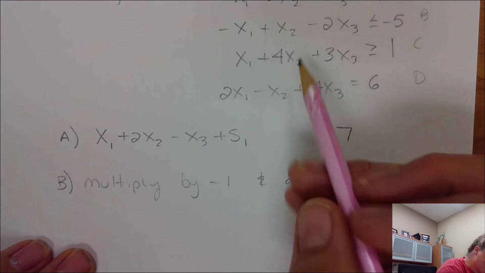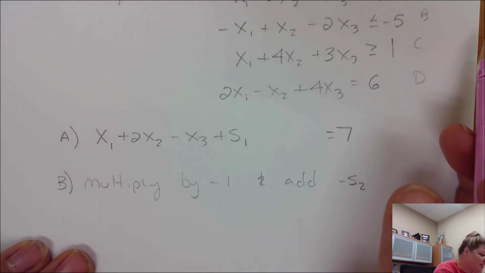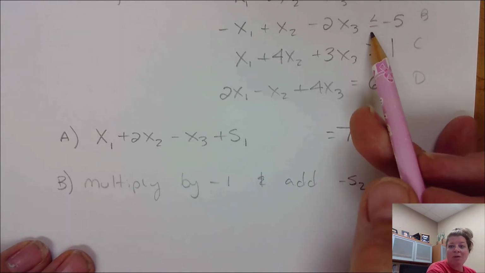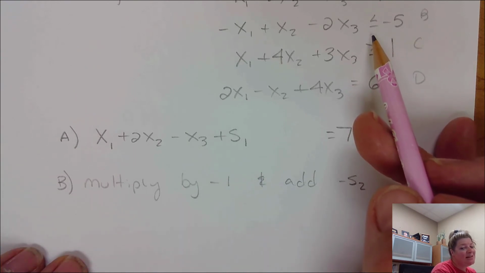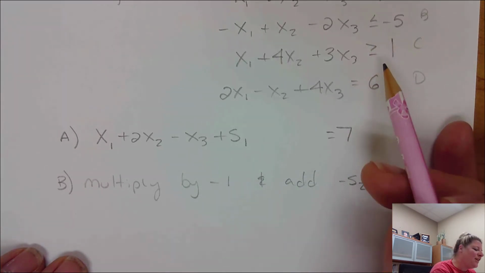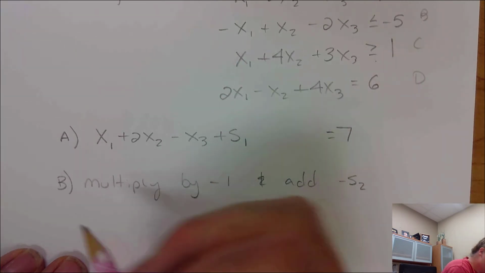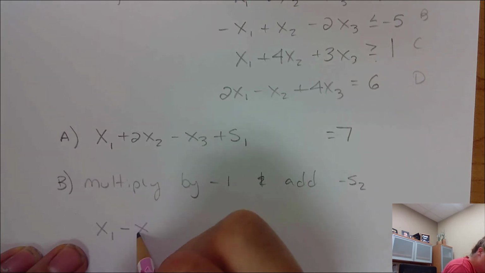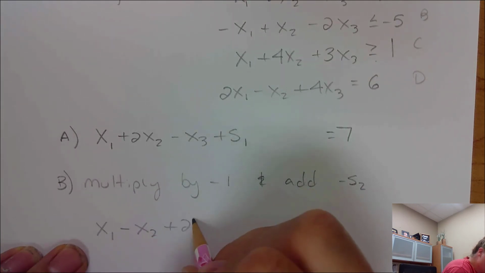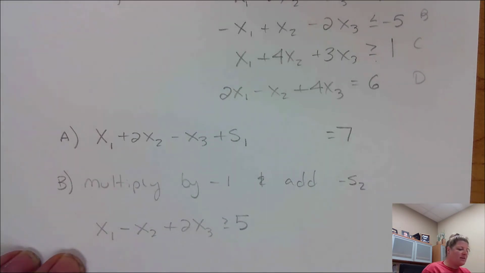So multiply everything by a negative, and when I do that, what does it do to the symbol? It changes it the other direction. I kind of feel like you could multiply it by a negative and then it would look like this one. It's true. So it becomes x1 minus x2 plus 2x3 is greater than or equal to 5. So that's what it becomes if I multiply by negative.